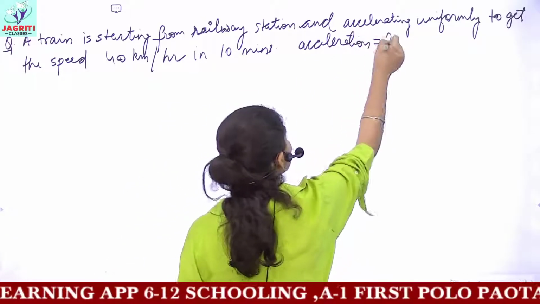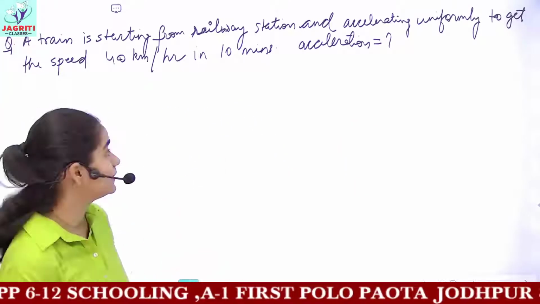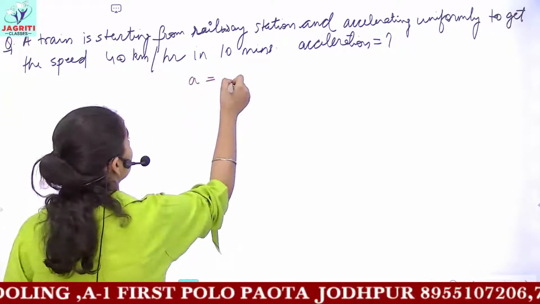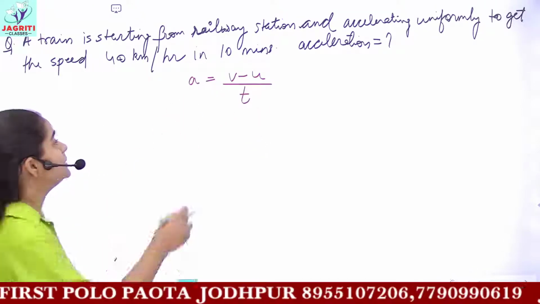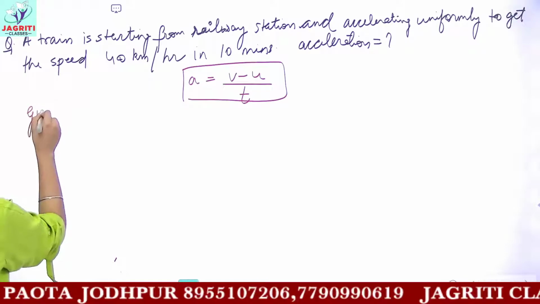For finding the acceleration, you have just one formula which we already used, that is acceleration a equals v minus u upon t. That is, the rate of change of velocity gives you acceleration. Now let's see what is given in the question.